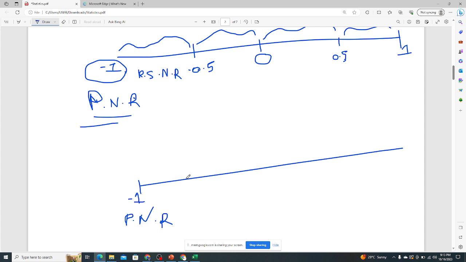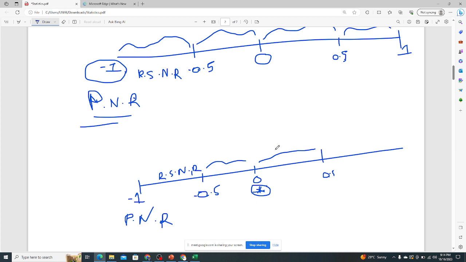Okay, good. Let's continue. Any value between negative 1 and negative 0.5, we usually say we have a relatively strong negative relationship. Between negative 0.5 and 0, we have a weak negative relationship. At 0, we say we have no relationship at all between the two variables.